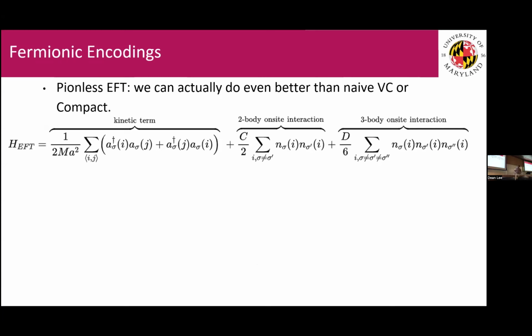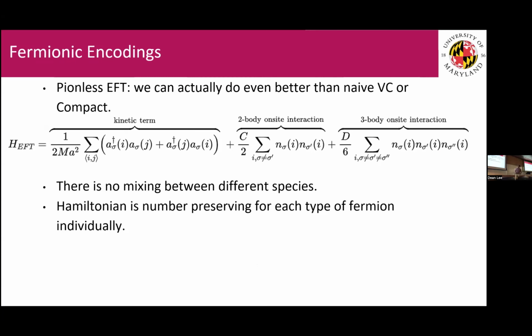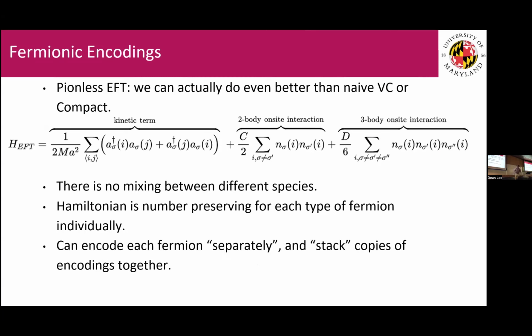But we can actually even do better than this. I won't go into too much detail, but if you look at this Hamiltonian a little bit closer, you'll notice that there's no mixing between different species. So I don't have protons going to neutrons, or spin flipping down. Everything is preserved: the number of each species is preserved separately. And this allows us to do something even kind of clever.